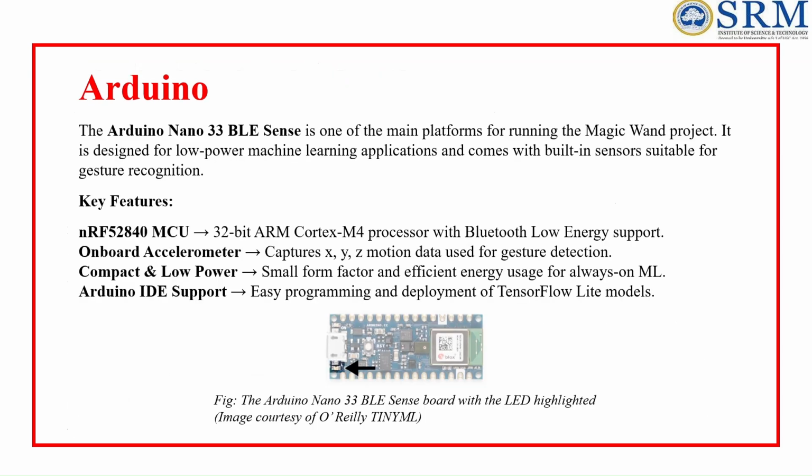Now let's talk specifically about the Arduino Nano 33 BLE Sense, since that's the board we'll be using in this course. The Nano 33 BLE Sense is built around the nRF52840 MCU, which is a 32-bit ARM Cortex-M4 processor with floating point support. It also includes Bluetooth Low Energy, making it great for IoT applications. Most importantly, it comes with a built-in accelerometer, which is exactly what we need for gesture detection.